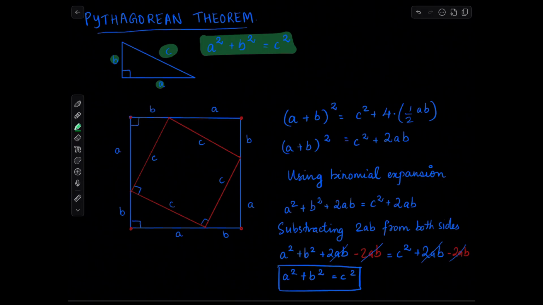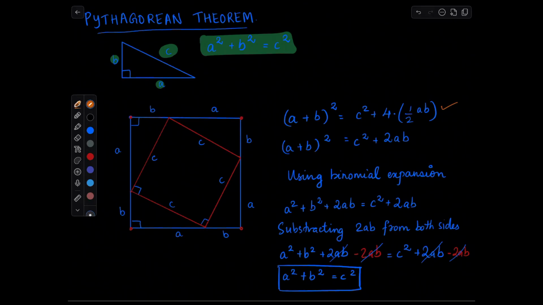Let's do a quick proof of this theorem. Let's make 4 copies of this right triangle and arrange them along the 4 corners of a square with side a plus b. This arrangement forms another square of side c inside the larger square. The area of the big square with side a plus b is (a plus b) squared, and that is equal to the area of the small square plus the areas of the 4 right-angled triangles. So that gives us (a plus b) squared equals c squared plus 4 times half ab.